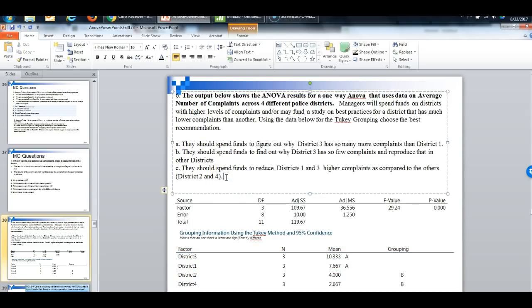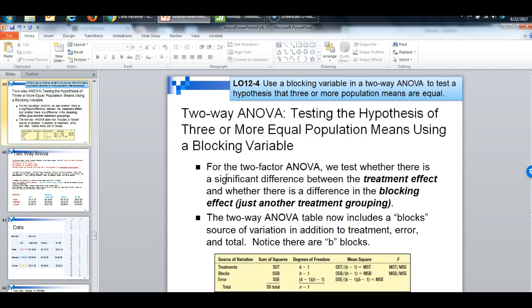Does everybody see how we're making recommendations based upon these Tukey's tests? Very important, very practical. All right, new topic, two-way ANOVA. Instead of just a treatment, now we're going to have a blocking variable. So we've got a treatment group and another way to divide it in order to further explain variation. For a two-factor ANOVA, we test whether there's a significant difference between a treatment effect and whether there's a difference in a blocking effect.